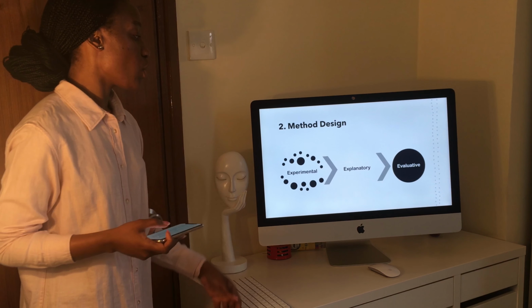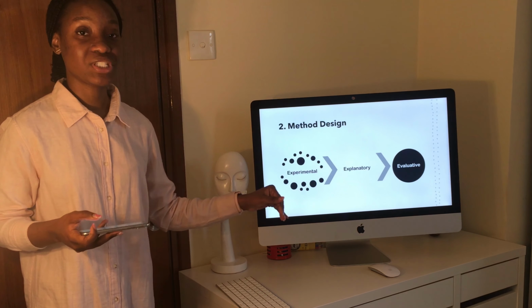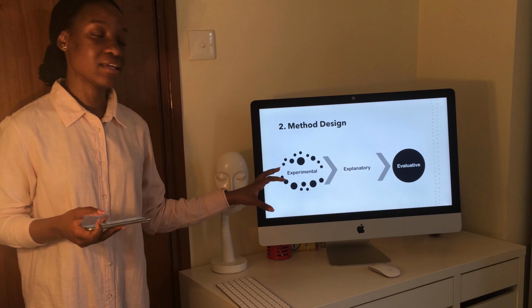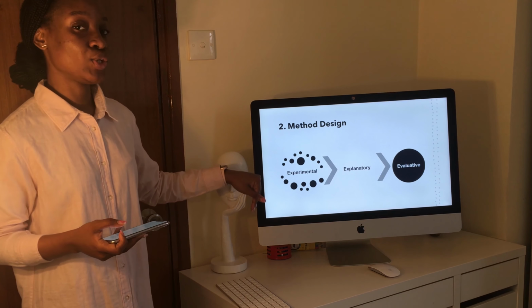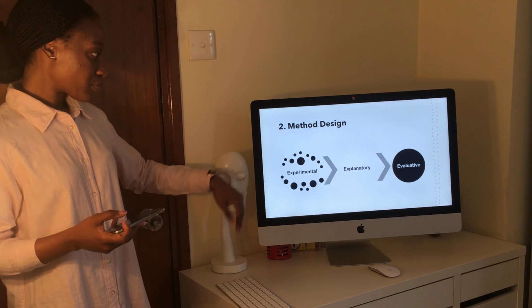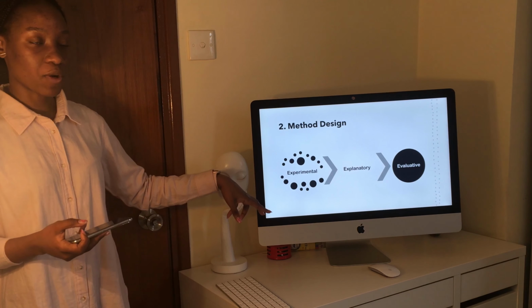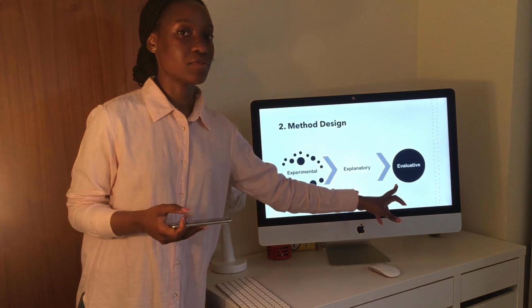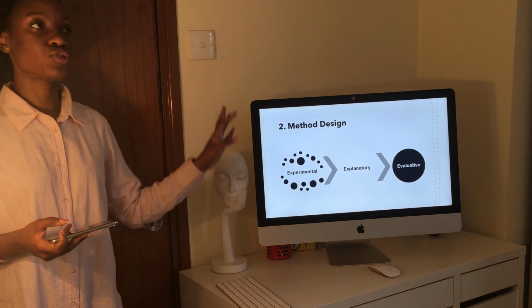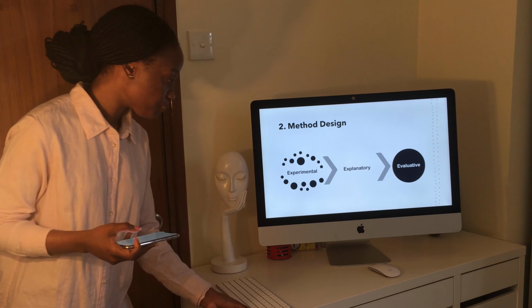Now, the method that I chose was the mixed research design, and I chose to stick by this method because I firstly intended to conduct an experiment, explain what happened in the experiment, and follow it with an evaluative research. And this experiment took a total of 6 months to be conducted.